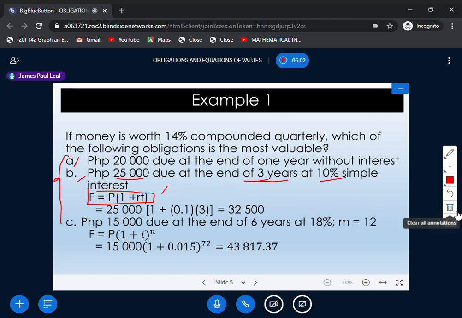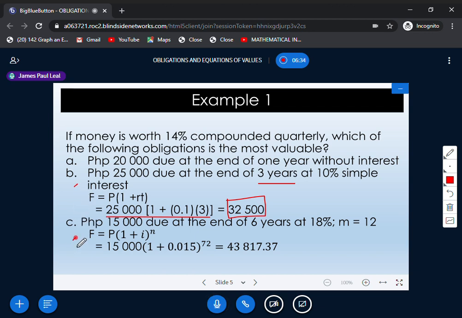If you're going to substitute, you just need to plug in the P, the R, and the T. The rate of interest is 10%. If you convert that into decimal, it becomes 0.1. You just need to plug that in, and your T will be 3 years. Simplify this in your calculator by inputting all the data, and you will have this answer, which is 32,500. So that's for letter B.